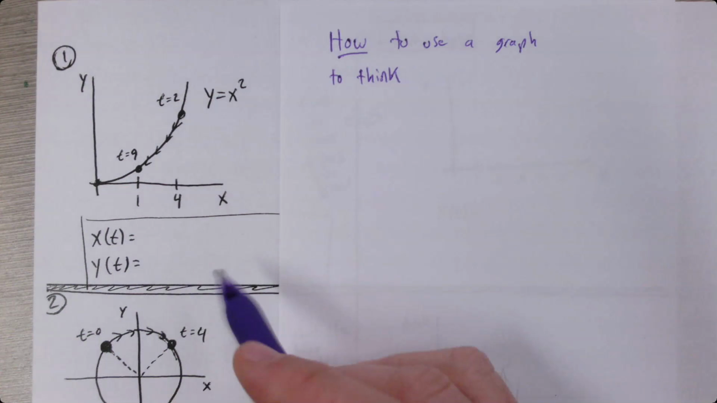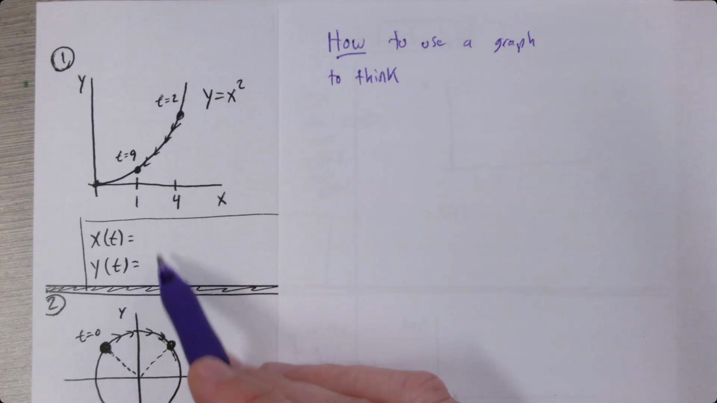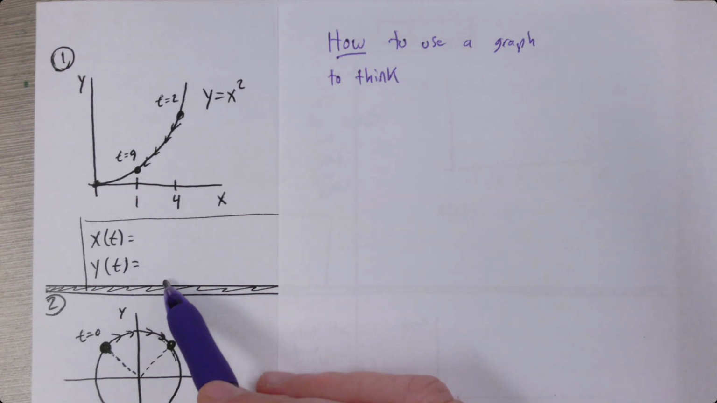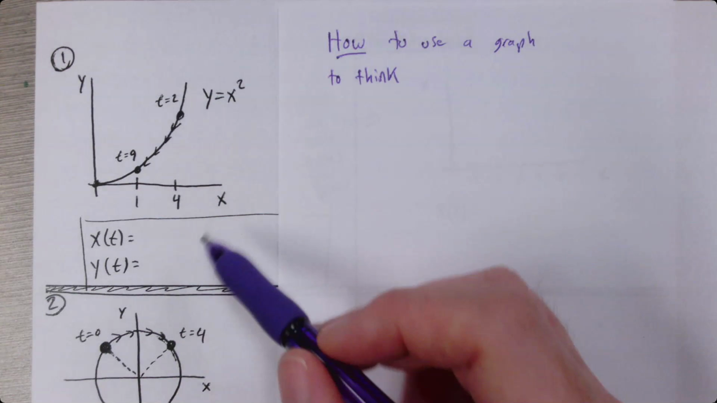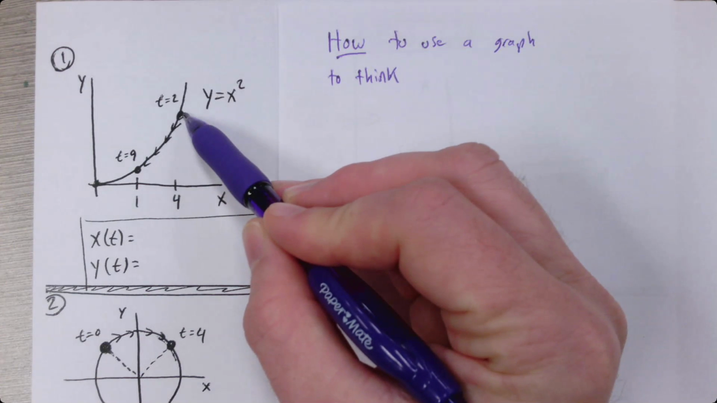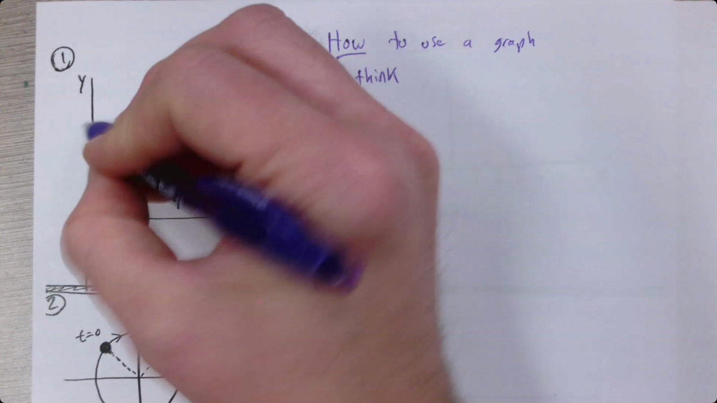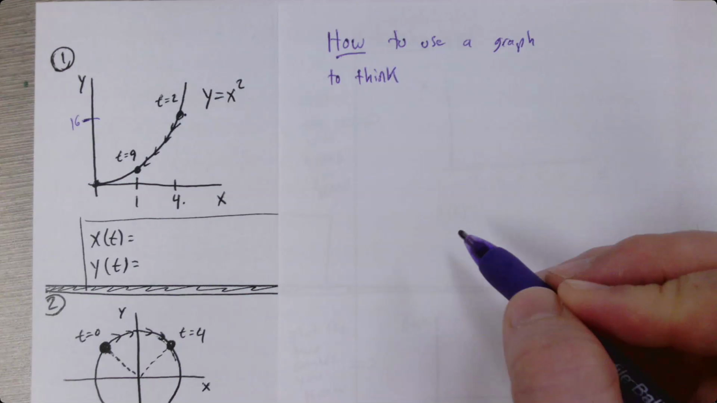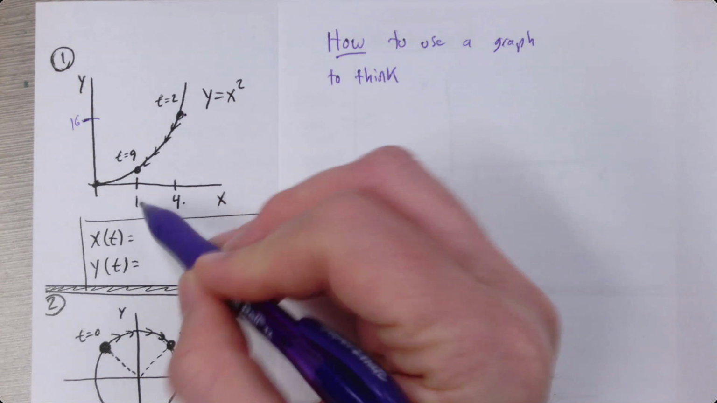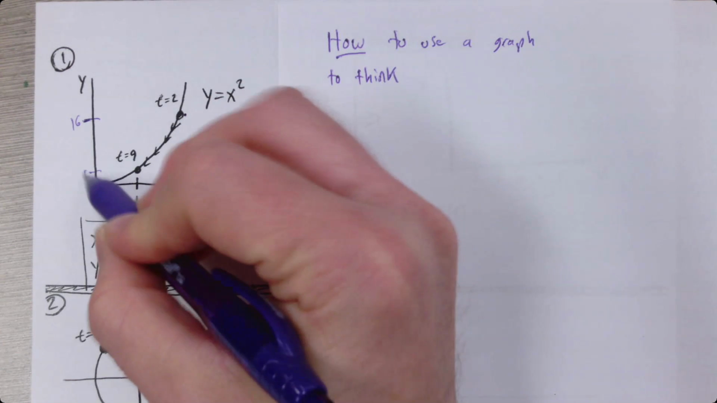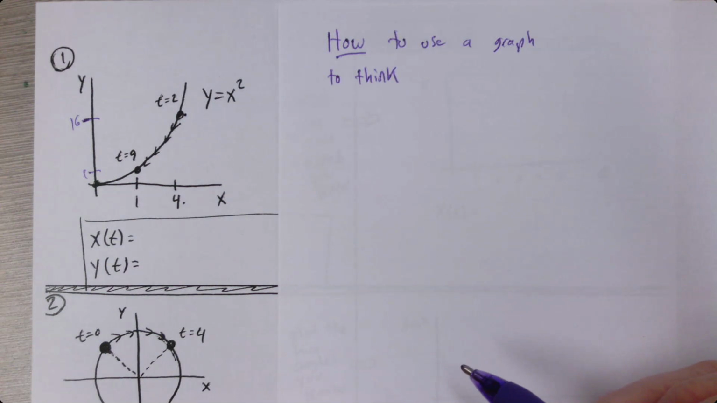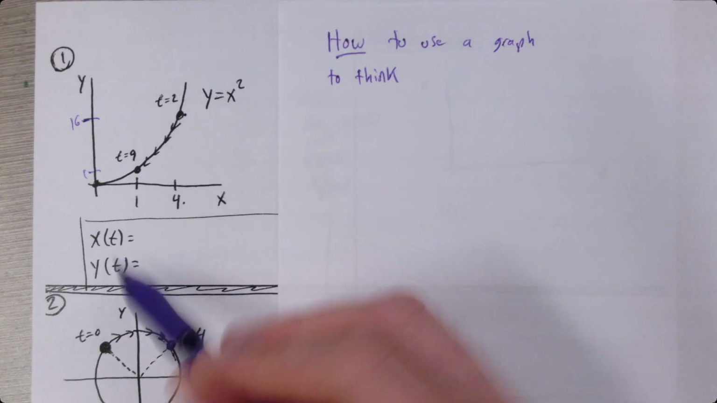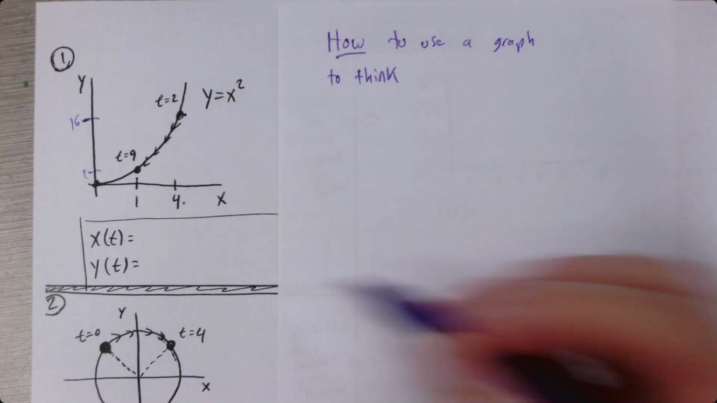Okay, so what if I want to do this? I want to write some equations so that I have a point that moves along the y equals x squared equation, except I want at time 2 to start here at (4, 16), and then at time 9 I want to move down to (1, 1). So I'm moving that way along y equals x squared. Okay, well, how would you start writing these equations? There's a lot of information in here.